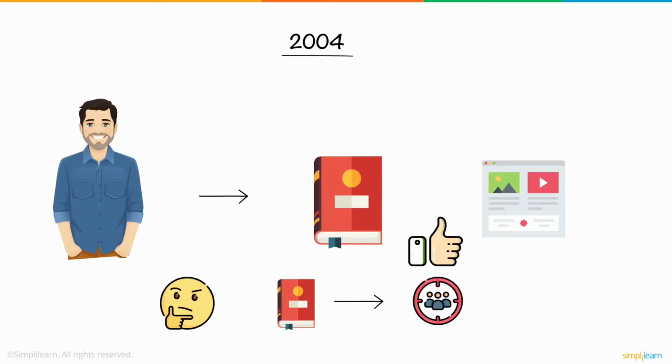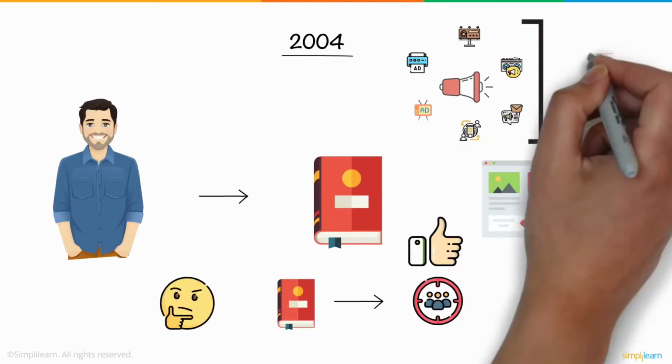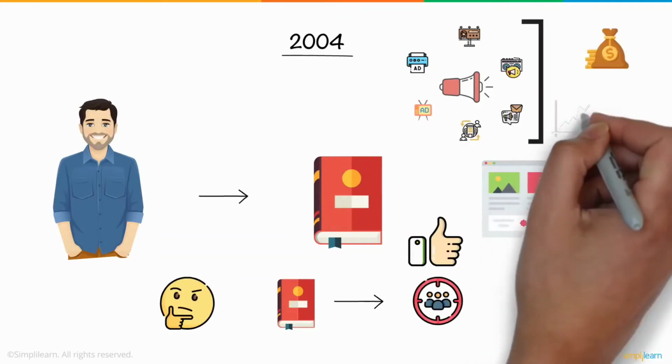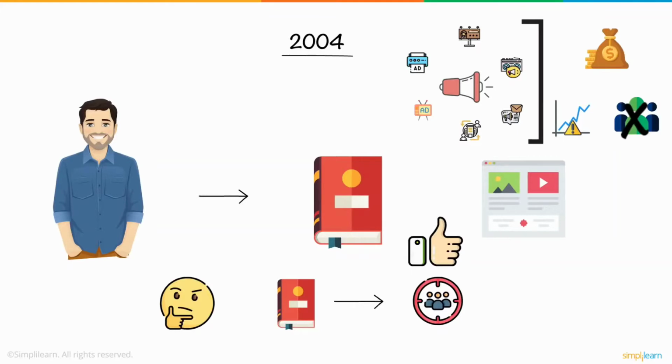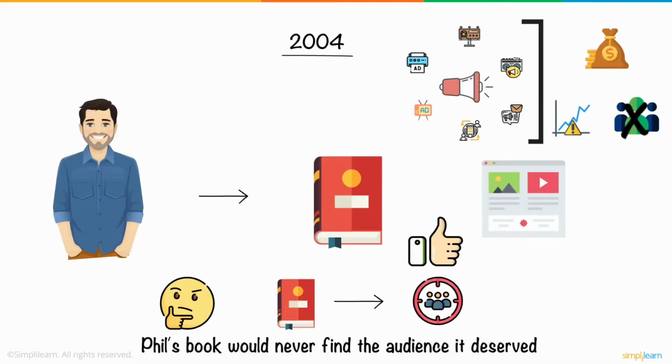During that period of time, however, there were only a few forms of advertisement available, like print ads, billboards, radio, direct mail, direct sales, and the television. All of these options were pretty expensive. Their effectiveness couldn't be accurately determined, and they didn't let him advertise his content to the appropriate audience. Phil's book would never find the audience it deserved.